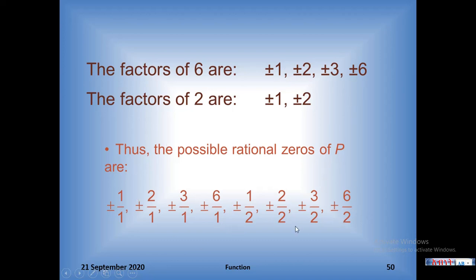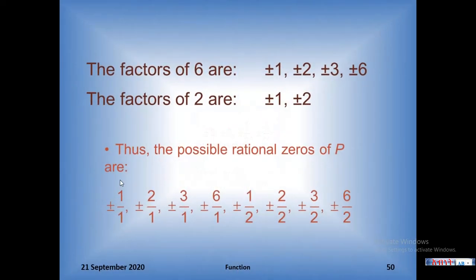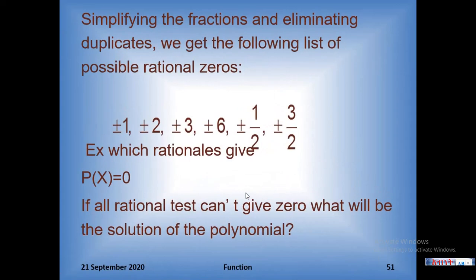8 times 2, 16, because this is plus or minus. Simplifying the fractions and eliminating the duplicates, yeah, simplify. For example, here we'll get 1, so there is here also 1, and 6 over 2 is 3, so eliminate the duplicate. So the possible rational zeros are these.